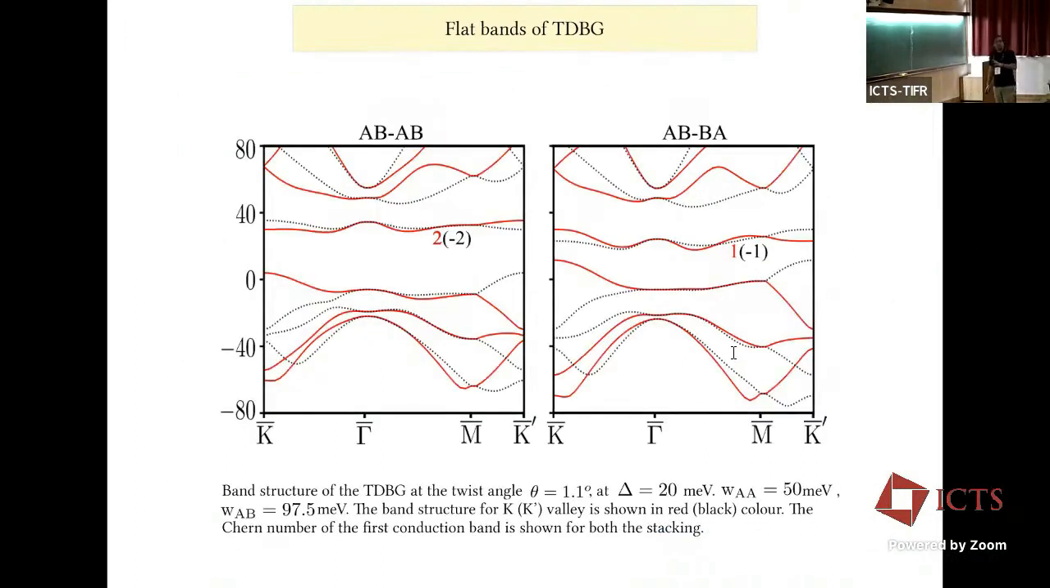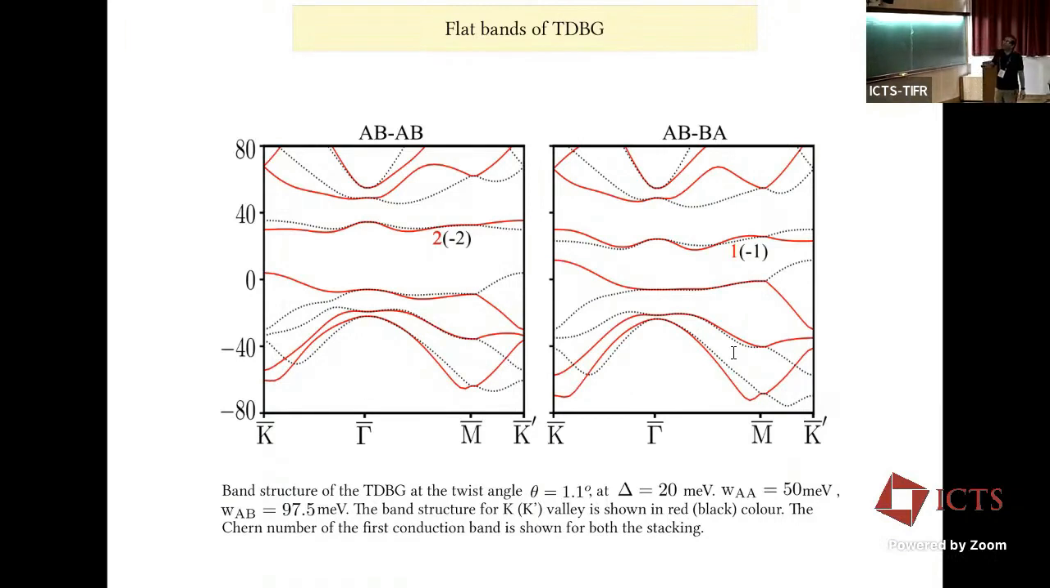All right, but this talk will be on the flat bands of TDBG. TDBG is an acronym for twisted double bilayer graphene. This is a long name, we often prefer an acronym. And these are nearly flat bands. So this one is AB stacked graphene, so both the bilayers are AB stacked. This one is AB and BA stacked bilayer graphene.